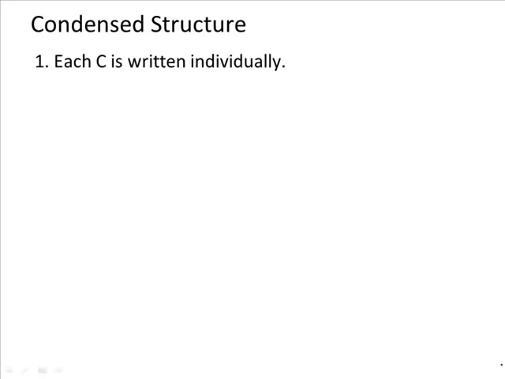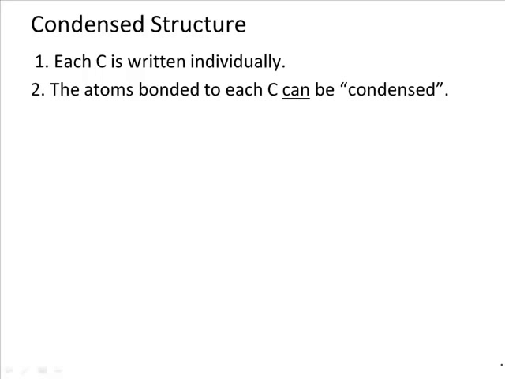When writing a condensed structure, what we do in organic chemistry for clarity is we ensure that we're writing each carbon out individually as if we were writing an entire expanded Lewis structure, the big fancy one. The condensed part comes from the fact that we often choose to condense the atoms that are bonded to the carbon. And I say we can condense them because it's up to you. In some settings, it's convenient to condense them, and other ones, we prefer to keep them uncondensed for clarity.